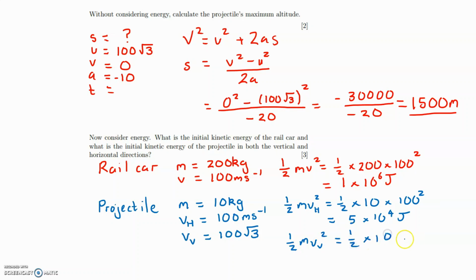half times the mass again times the vertical speed squared, and the kinetic energy of the projectile in the vertical direction will be 1.5 times 10 to the 5 joules.